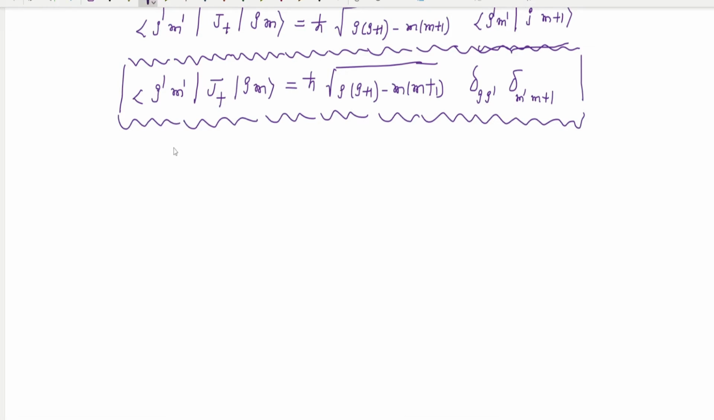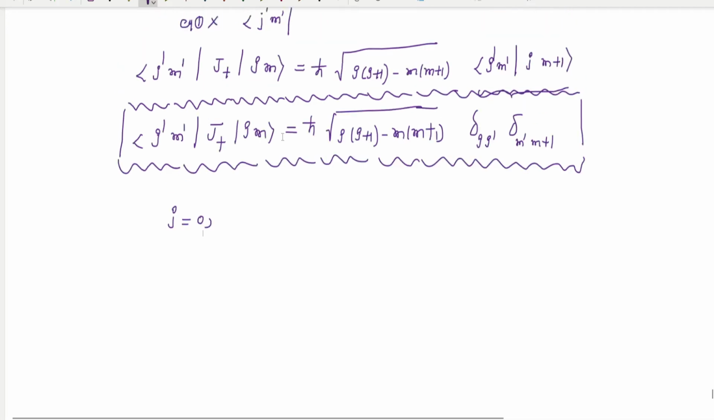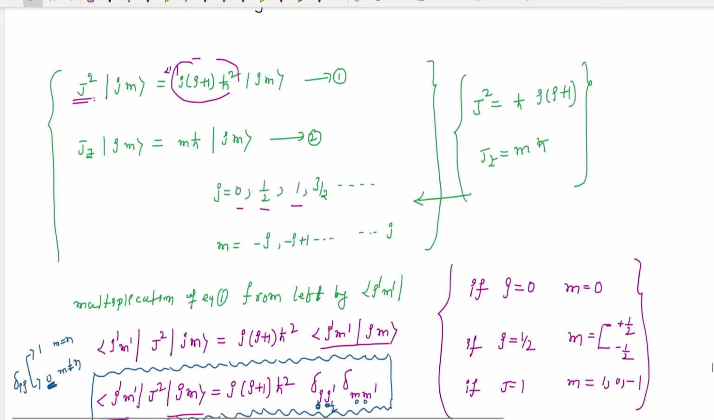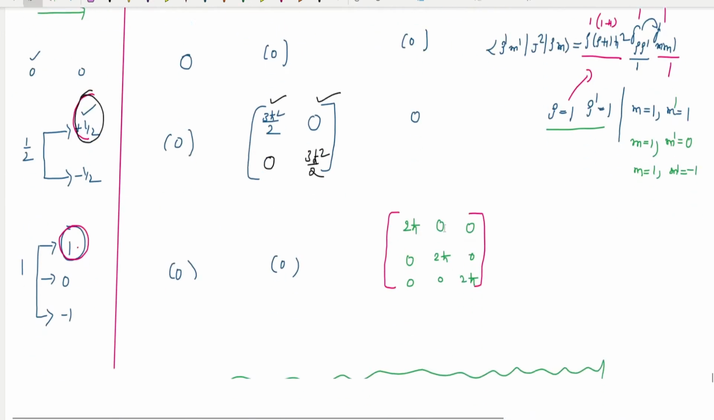Let us try to explain J plus and J minus. We know the J value and M value. We already discussed what J and M are in the previous class, the first class on matrix representation of operators, J square, Jz. J is equal to 0, 1 by 2, 1, 3 by 2, and so on. M is equal to minus J to plus J.